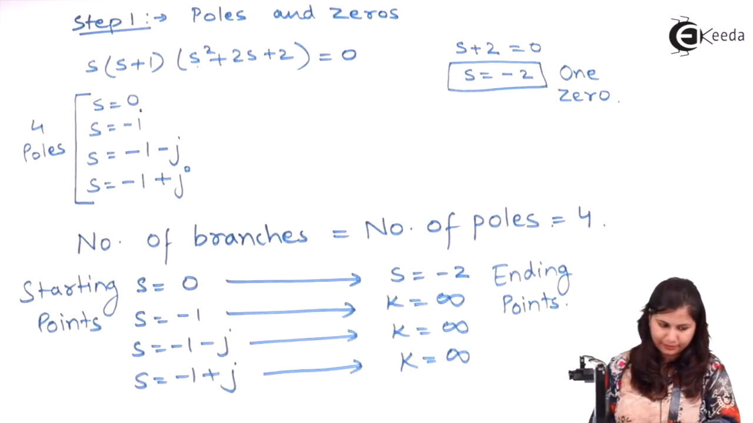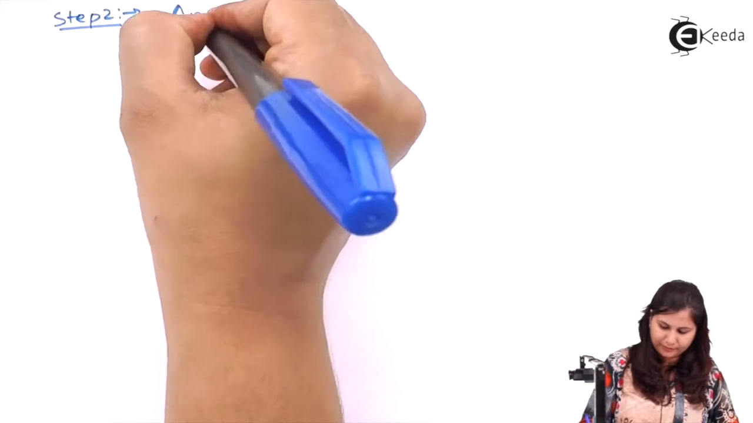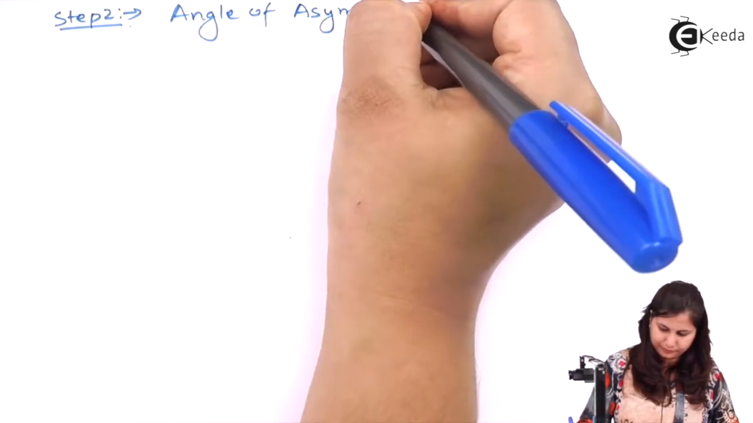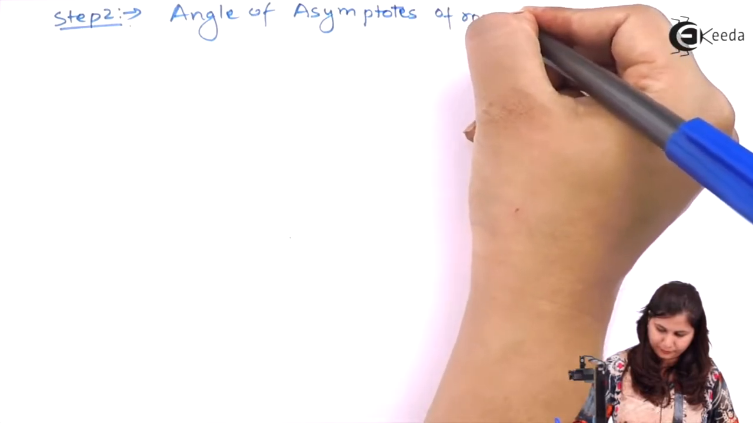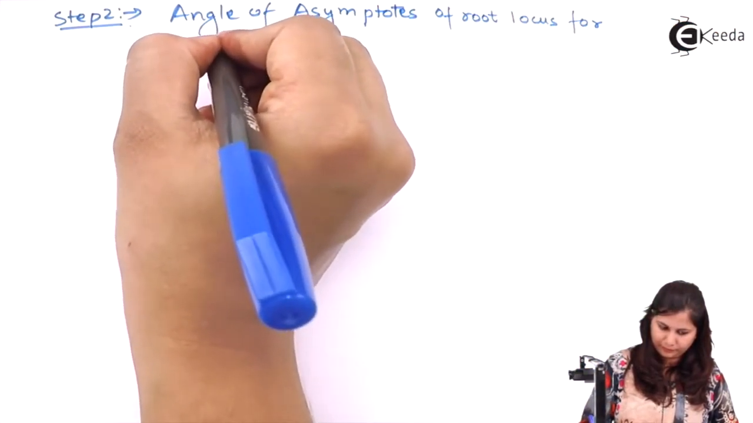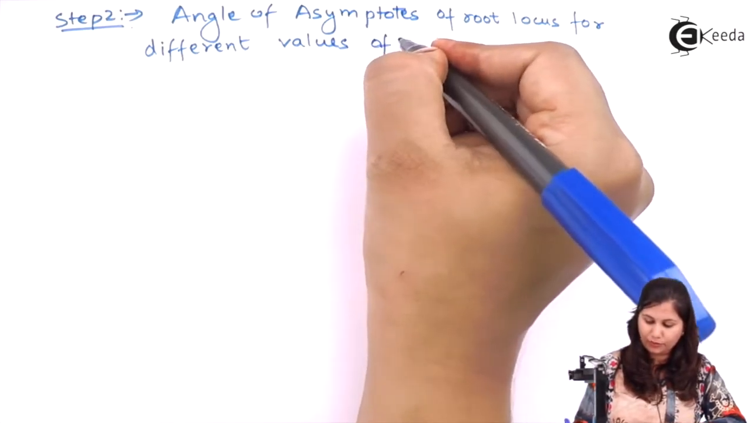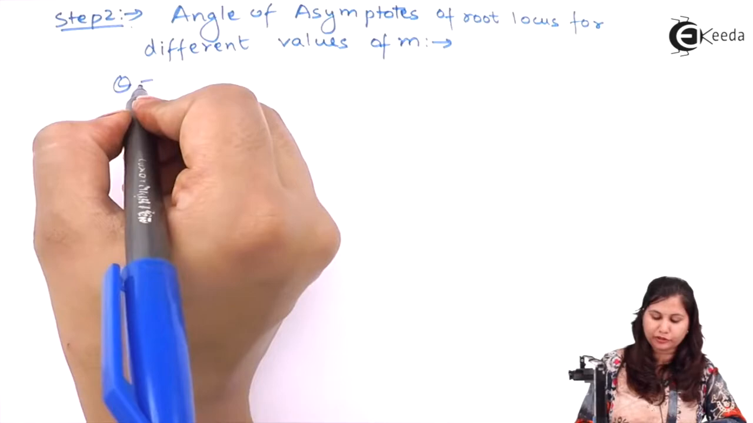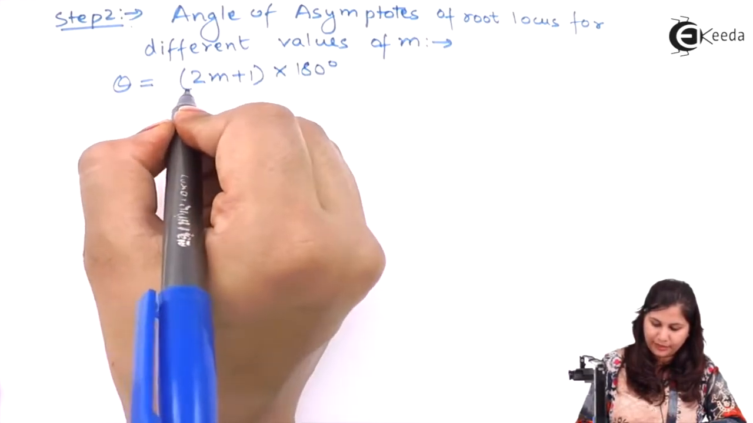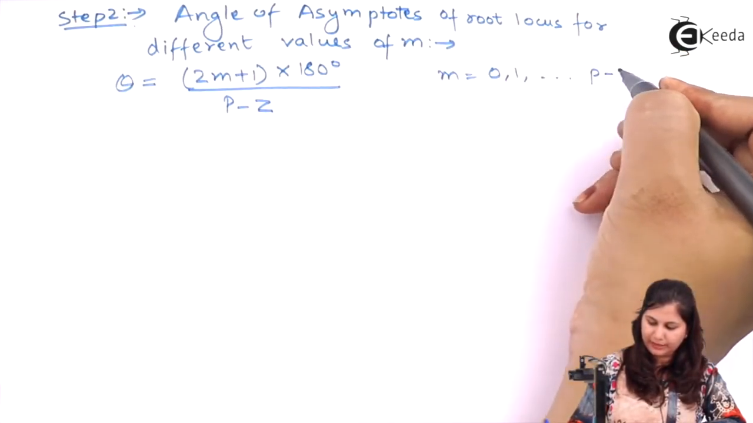Now our second step will be to find out the angle of the asymptotes. We will find out the angle of the asymptotes of the root locus for different values of m. How can we find it out? We have the formula for the angle of asymptotes as theta = (2m + 1) × 180 degrees / (P - Z), and m goes from 0, 1 till P - Z - 1.